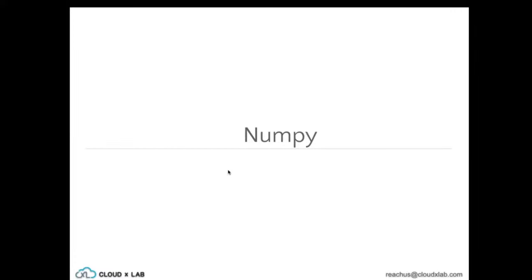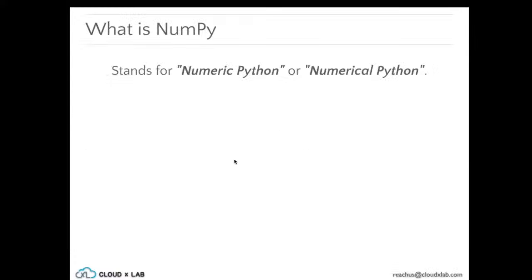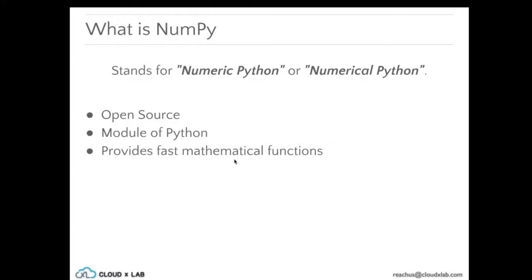Okay, so the first library we will be talking about is called NumPy. So, what is NumPy? NumPy stands for Numeric Python or Numerical Python. It is open sourced. It's a module of Python. We will see how to use it. It provides very fast mathematical functions. Very interesting is that sometimes the same functions are available in normal Python, but if you use the NumPy version of it, it is significantly faster.